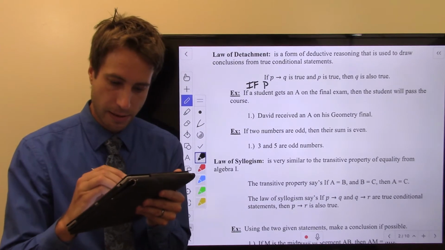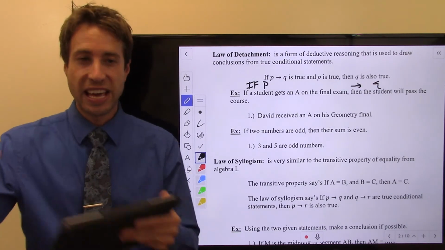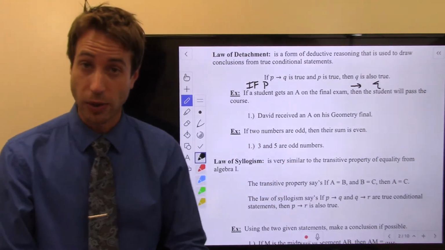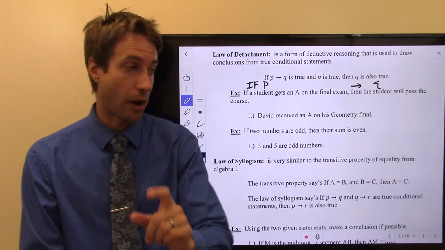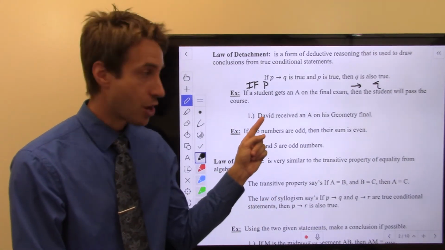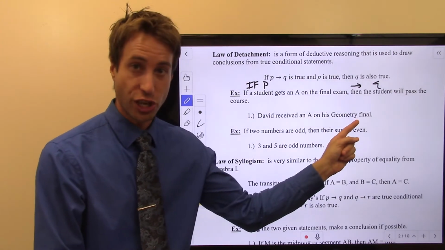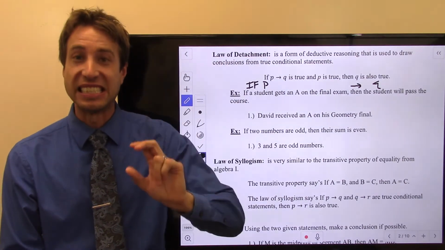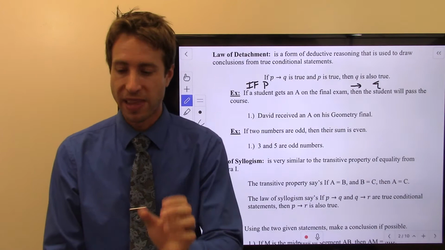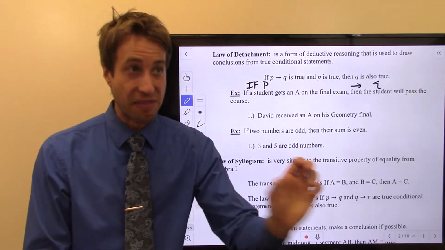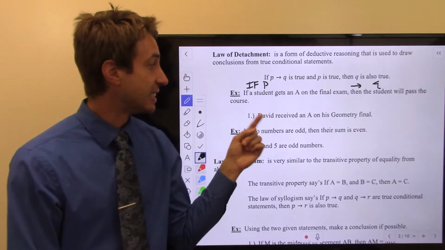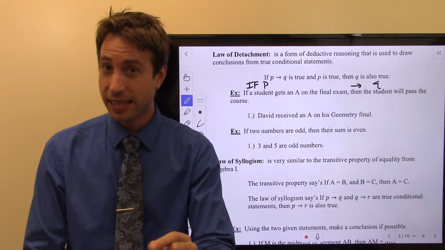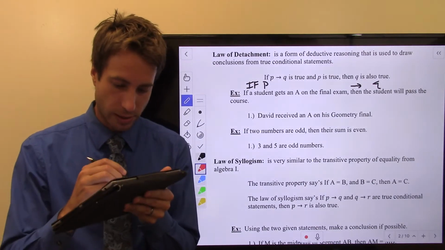If P, then Q, right? If a student gets an A on the final exam, then the student will pass the course, right? If-then, conditional statement. Now, here's what we have. David receives an A on his geometry final. So, thanks to the law of detachment, deductive reasoning says what? If a student gets an A on the final exam, then they will pass the course. David receives an A on the geometry final. Deductive reasoning says David will pass the course.